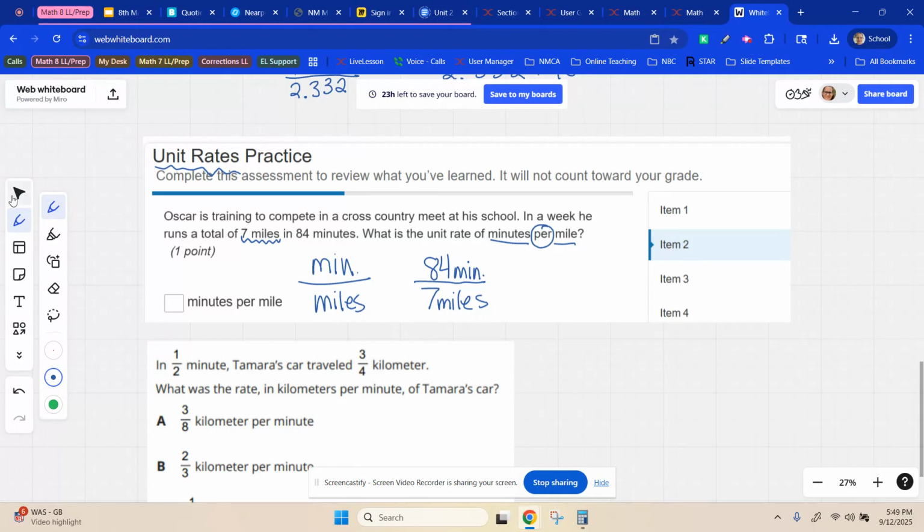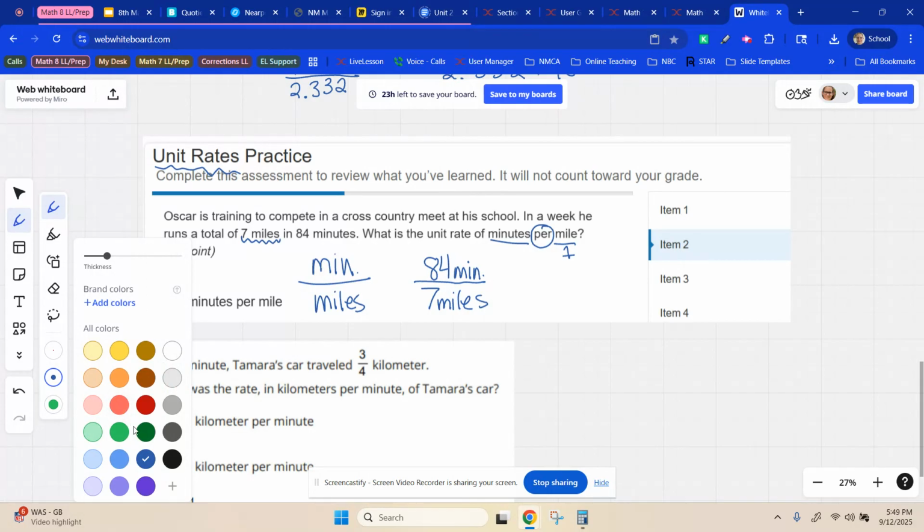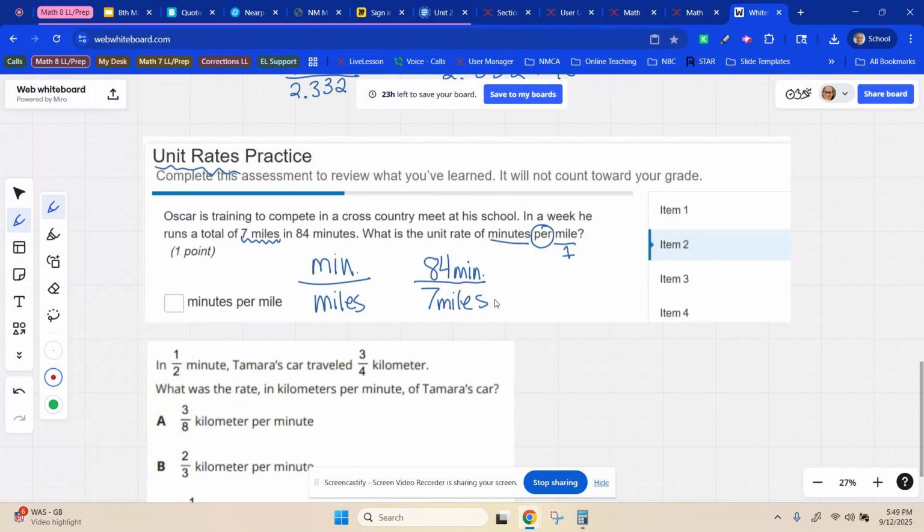And then if I want this to be a unit rate, it has to be per one. So whatever the second unit is, you need that to be a 1. And the way I'm going to get it that way is just with division. This is 7 miles. If I divide that by 7, then I get what I want. I get 1 mile. And you know you're allowed to divide the denominator by whatever you want, just as long as you do the same thing to the numerator.